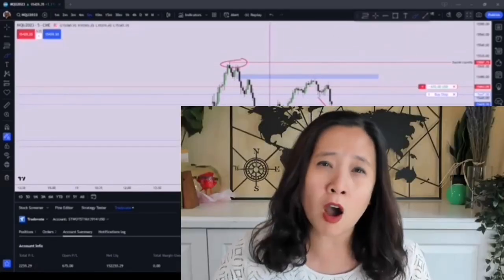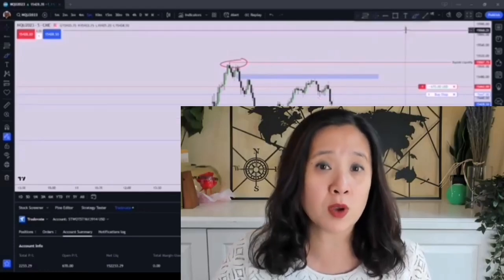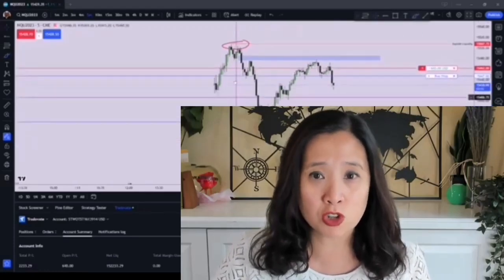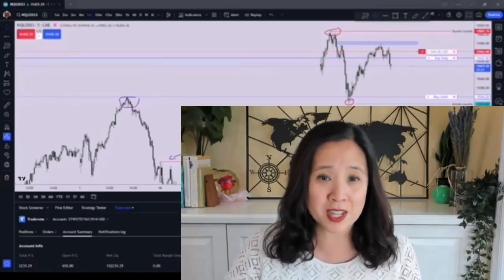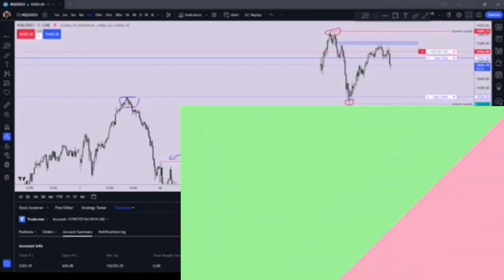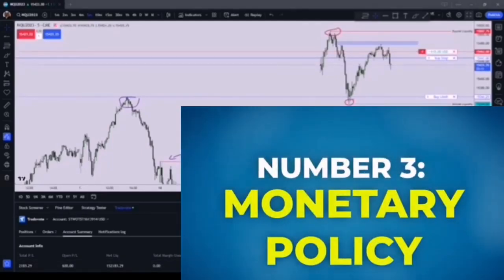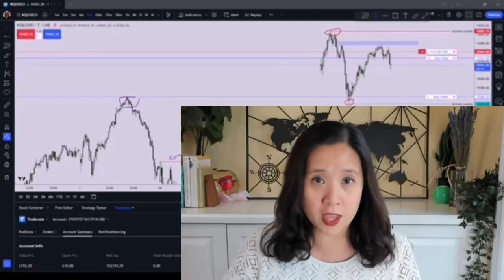For me, micro is all about catching those 24 to 72-hour moves that align with the short-term direction of the market. It's like riding the tide until the next wave comes in, the next piece of economic data comes in. Now let's move to monetary policy. This is the most important of the 3 M's.